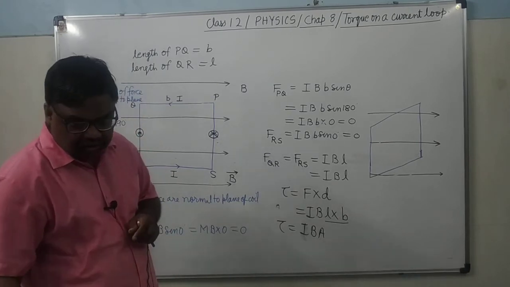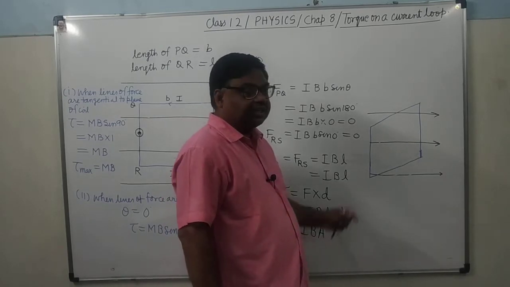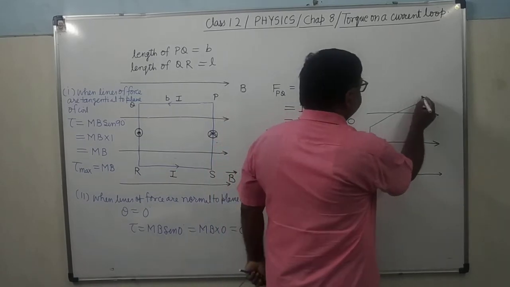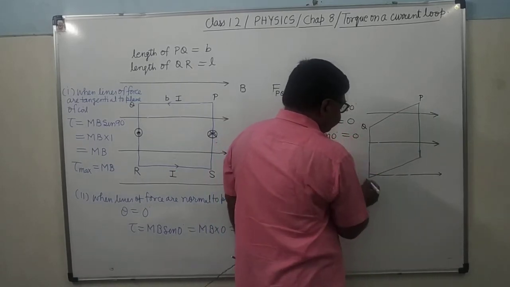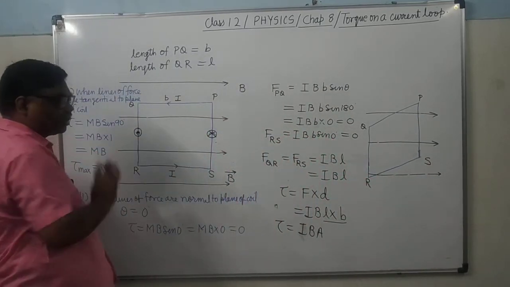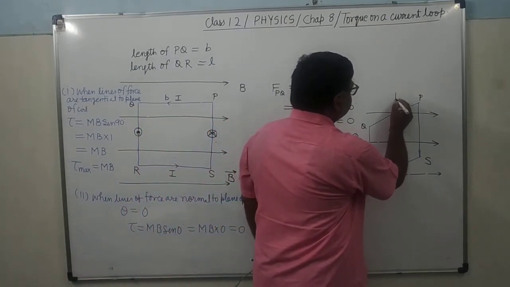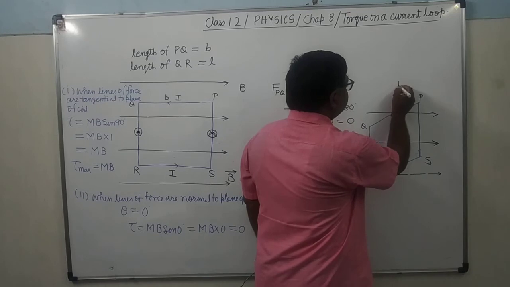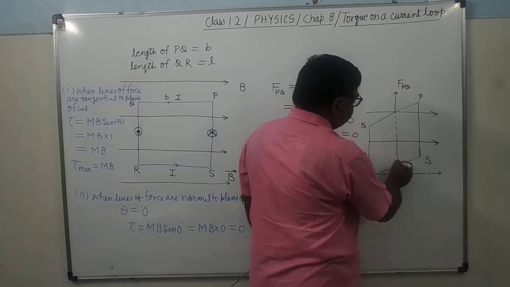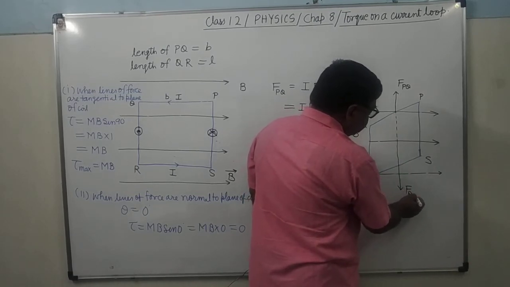shape. It's clear? So see here, when the coil will be in this position, means it is neither parallel nor perpendicular, there will be force on segment PQ. On segment PQ and on segment RS, there was no force under this condition. But now the force will act. Here force is acting in this direction. And here force will act in this direction.